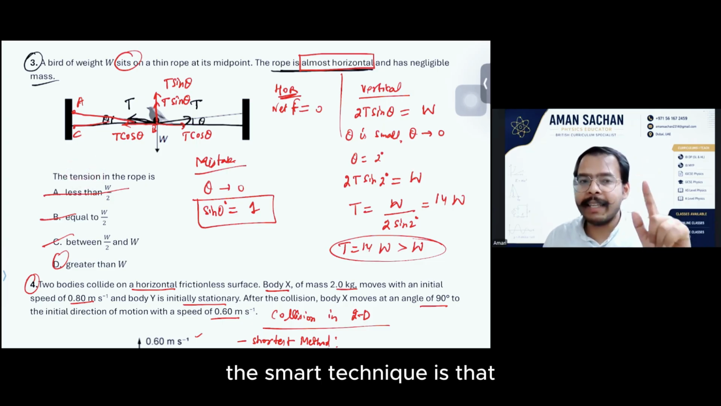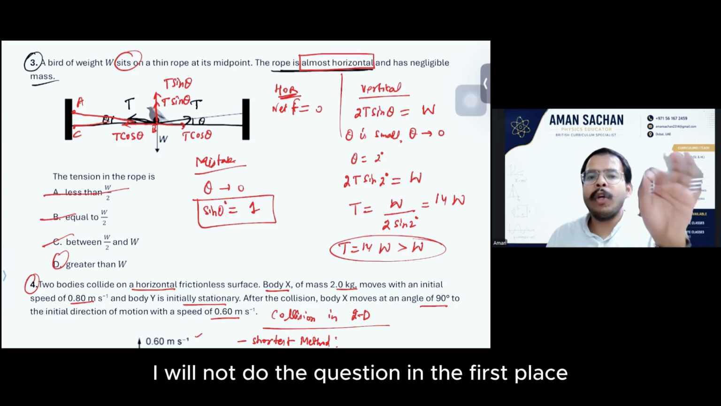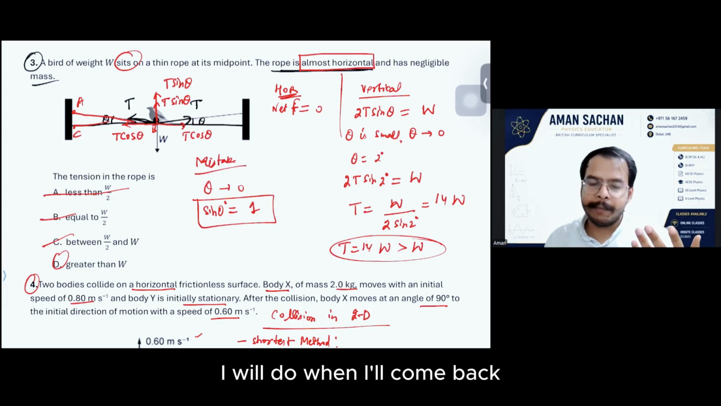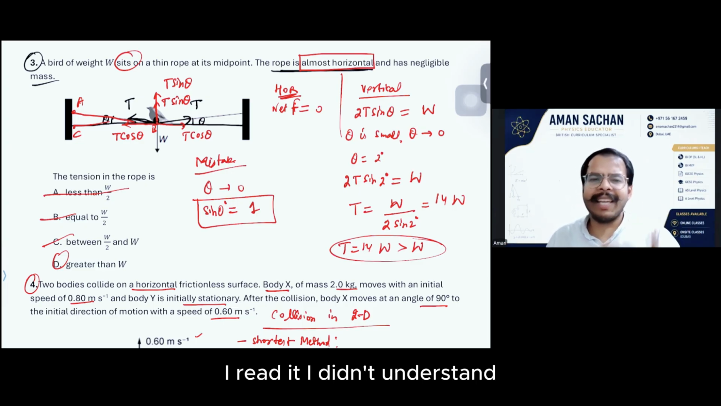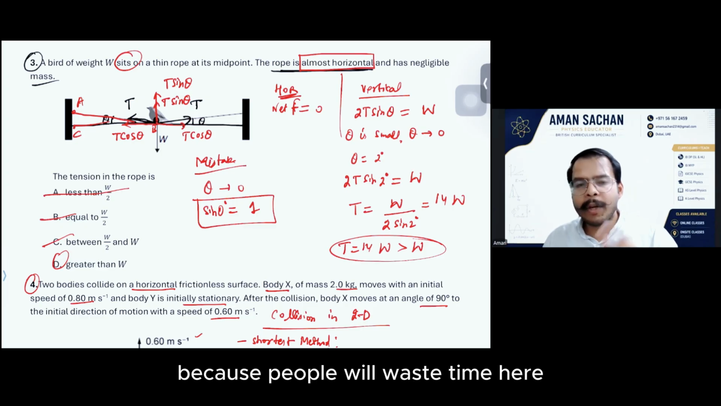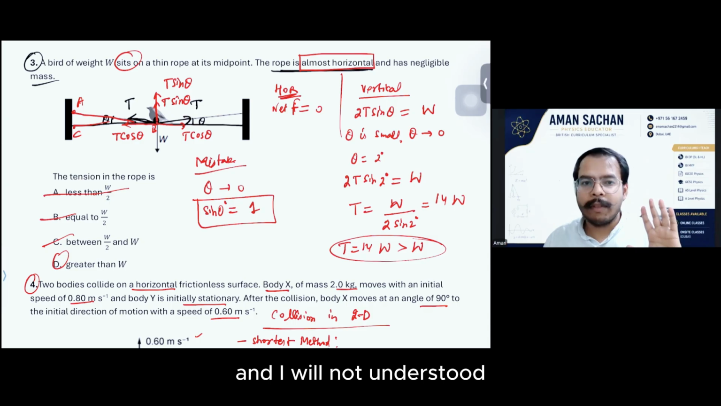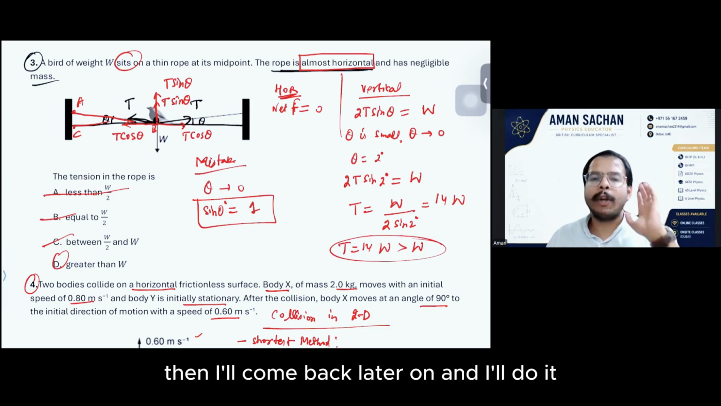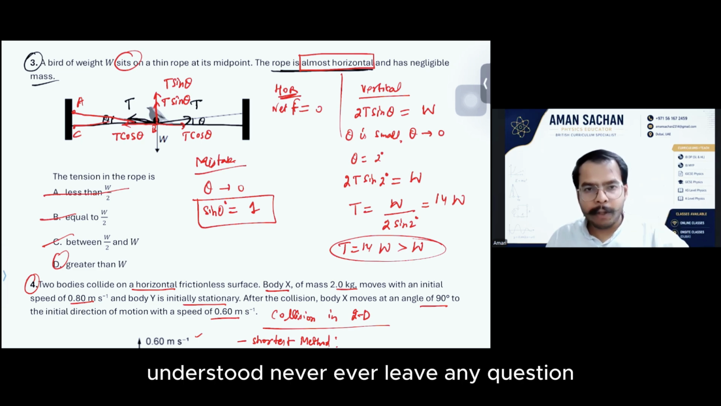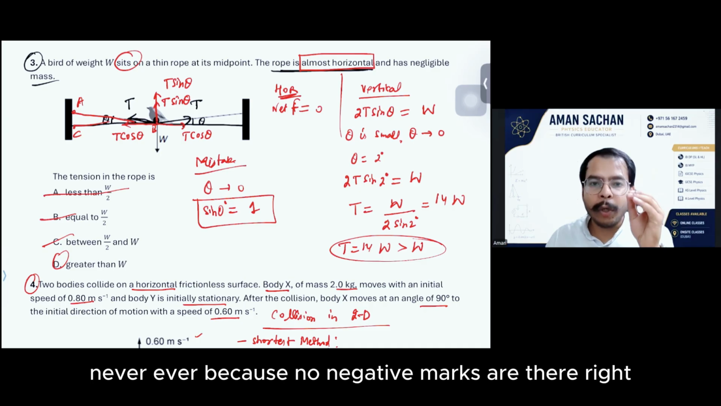The smart technique is that I will not do the question in the first place. I will do it when I come back, because this is a little bit tricky question. I read it, I didn't understand. I'll just move forward, because people will waste time here and I will not. Understood? Then I'll come back later on and do it. Because anyway, I just have to mark the answer. Understood? Never ever leave any question, because no negative marks are there, right?